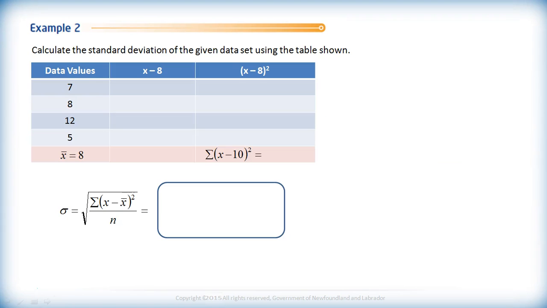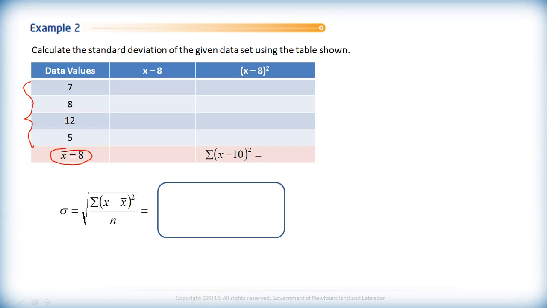All right. In example 2, they're asking us to calculate the standard deviation of the given data set using the table shown. There are only 4 values in this data set, and typically we don't ask students to do a standard deviation calculation with a big data set because there's a fair bit to that formula. So 4 values is really reasonable. You could be asked to use your graphing calculator or a spreadsheet, because technology is supposed to be part of the course, but we don't require that we do it with a big data set.